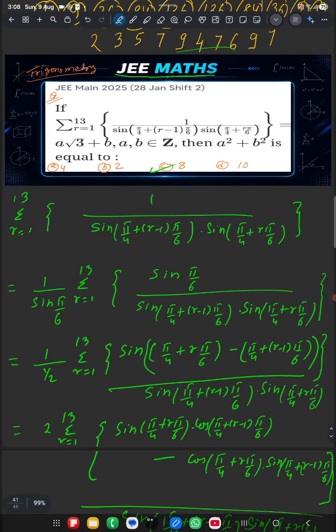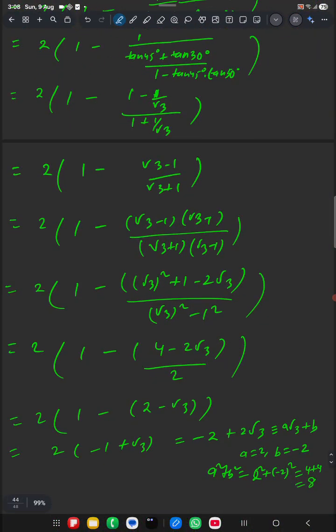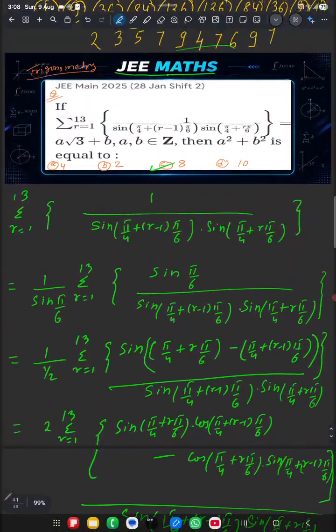Solution is looking like big, but it is not so. I have done it to explain you so many things. So option C is correct. Okay, C once again, yes.